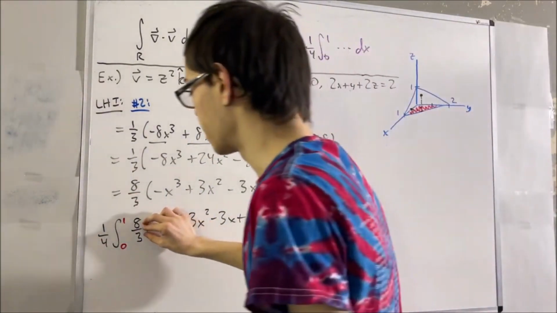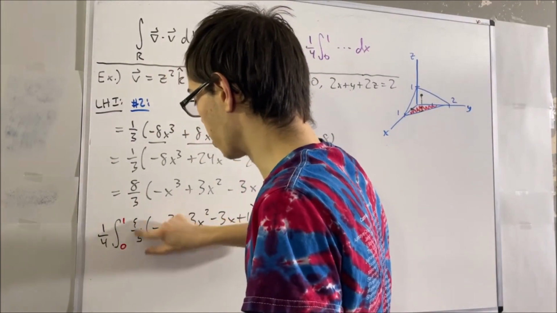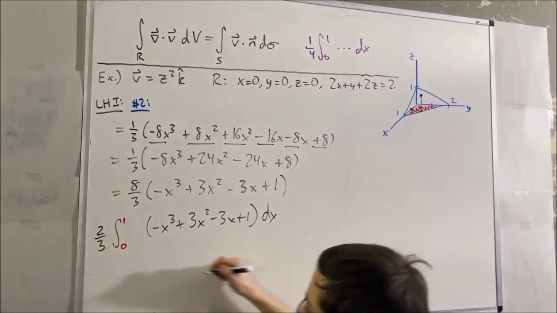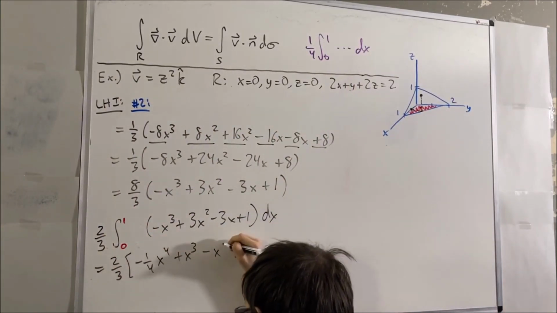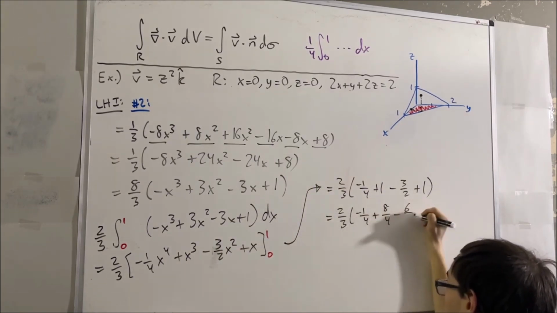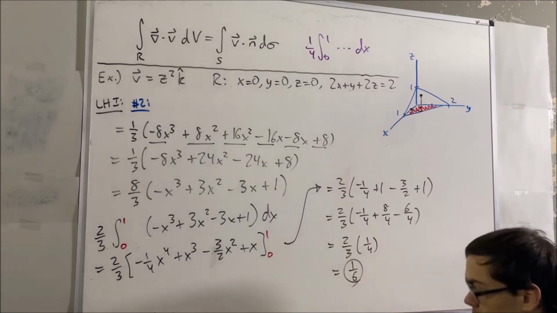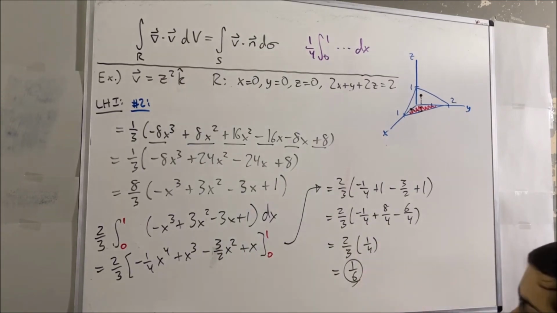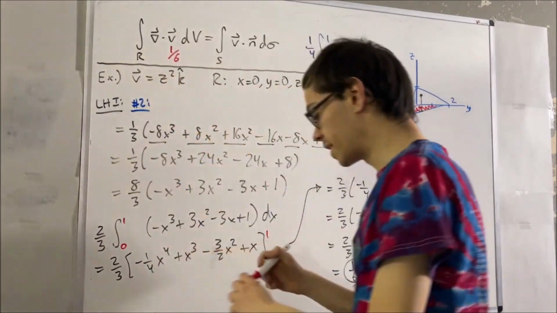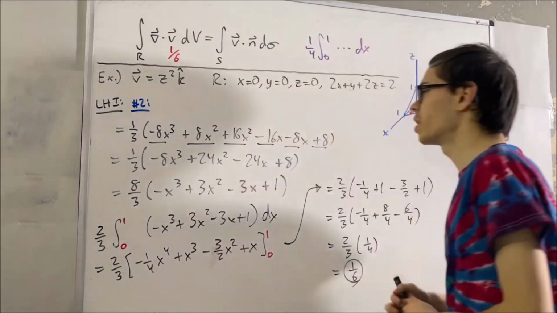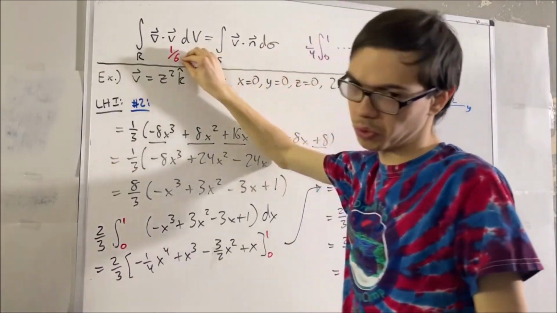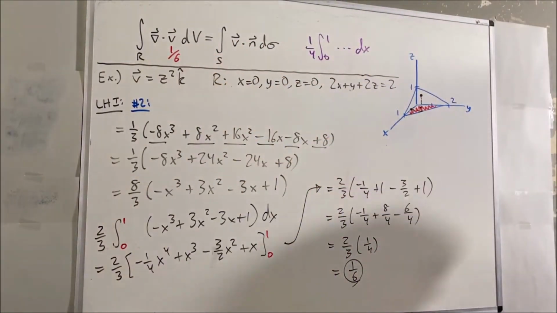Now really I could pull this constant out. 1/4 times 8/3 is 2/3. So now we just have to evaluate this integral, which I will do right now. And so the answer to this integral is 1/6. So now we have evaluated the left-hand integral to equal 1/6. So now we want to verify that the right-hand integral also equals 1/6. So that's really the whole idea.